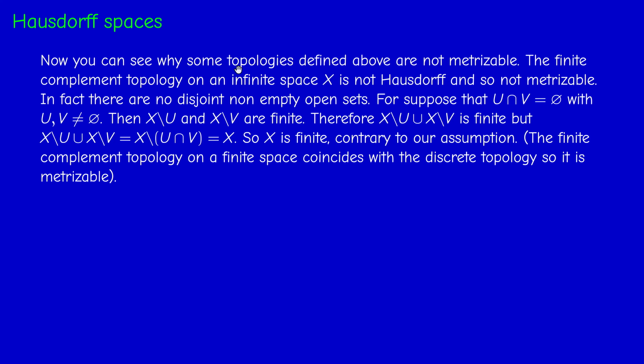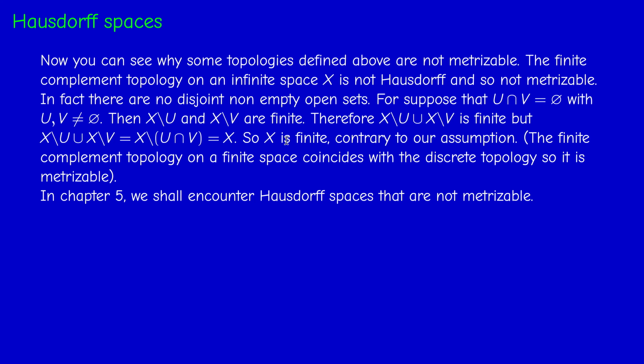Now, what happens if the space is finite? As you may check, if the space is finite, then the finite complement topology is precisely the discrete topology. And therefore it's metrizable in this case. We know that. So this is why we assume that the space is infinite. Okay, this is an example. Now, in chapter 5, we said that metrizable implies Hausdorff, but the converse is not true. I'll give you an actual example in chapter 5. We may have Hausdorff spaces that are not metrizable.